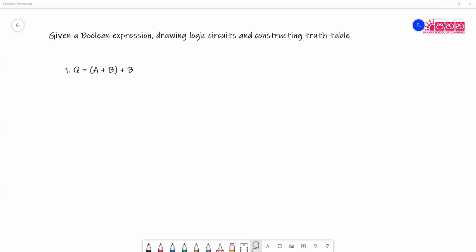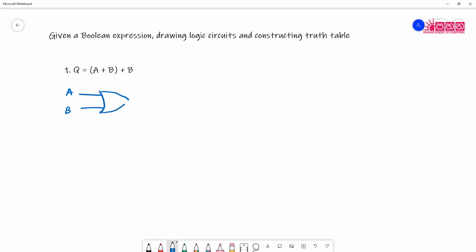First, identify how many inputs there are. In this particular case, we have two inputs, A and B. With the plus, we know that we have to have two gates, two OR gates. So let's start with the first one. We'll have one OR gate.